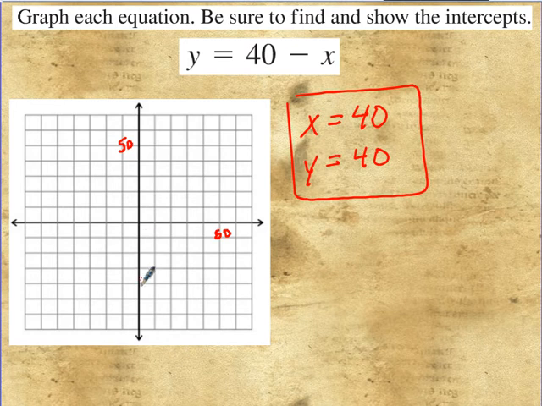10, 20, 30, 40, 50, and you could put one over here too. But my x-intercept is 40. My y-intercept is 40. Connect the dots. You're finished. Any questions? To graph with the intercept, simply find your x-intercept, y-intercept, connect the dots.